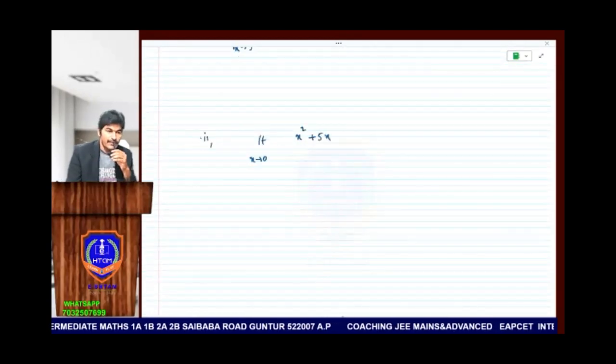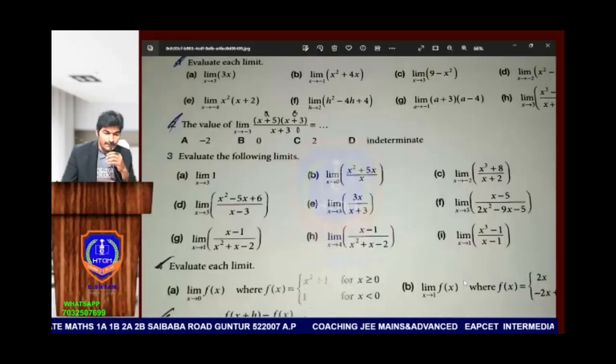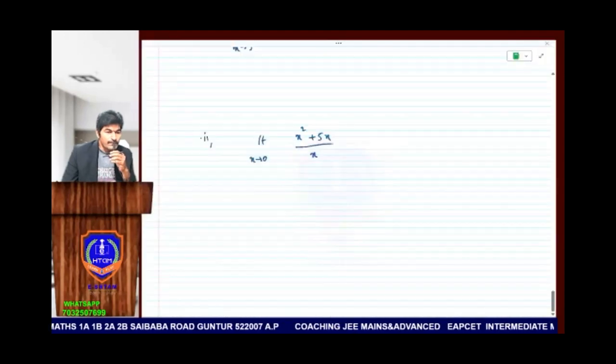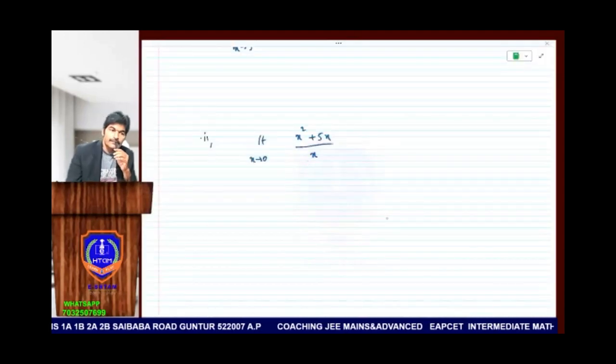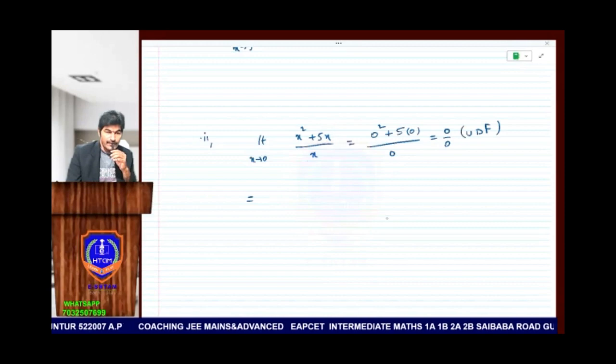x square plus 5x by x. Is that the one? I got it now. I didn't think of taking the common factors out. Yes, you can take common factors, but we can also substitute the value directly. What happens if you substitute directly? 0 square plus 5 into 0 over 0, which is the undetermined form, UDF. But they gave the answer as 5. Just wait. If you do that, it is called undetermined form.